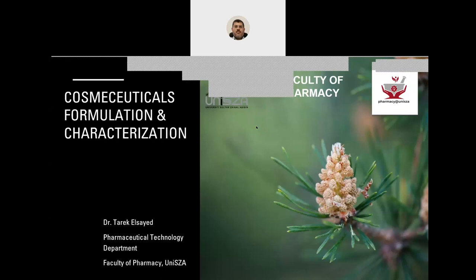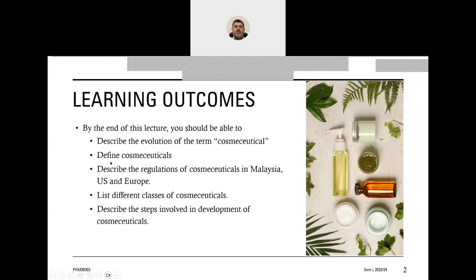So today's lecture is about cosmeceuticals, or cosmeceutical formulation and characterization. During this lecture, by the end, you should be able to describe the evolution of the term cosmeceutical, define what is meant by cosmeceuticals, describe the regulations of cosmeceuticals in Malaysia, US, Europe, and Japan, and list different classes of cosmeceuticals. And we'll talk about the developments. We should be able to describe the steps involved in development of cosmeceuticals.